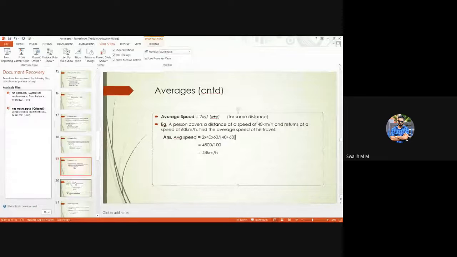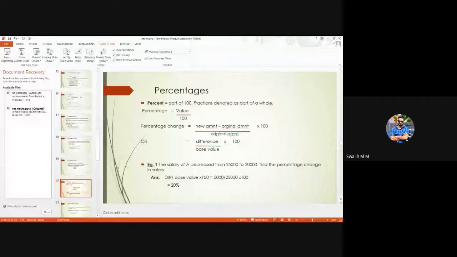Now moving on to percentages. Percent means a part of 100. So there may be fractions that are given that you need to convert into a part of 100. That is what a percentage is. Percentage equals value into 100. Now the questions may be in the form of, see, a salary of A decreased from 25,000 to 20,000. Find the percentage change. So the percentage change formula is new amount minus original amount by original amount into 100. So an amount becomes a new amount. So find the difference and divide by the original number.